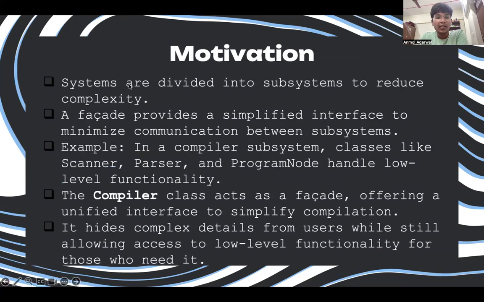Motivation behind this pattern. Systems are divided into subsystems to reduce complexity. A Facade provides a simplified interface to minimize communication between subsystems. Example, in a compiler subsystem, classes like scanner, parser, and program node handle low-level functionality. The compiler class acts as a Facade, offering a unified interface to simplify compilation. It hides complex details from users while still allowing access to low-level functionality for those who need it.